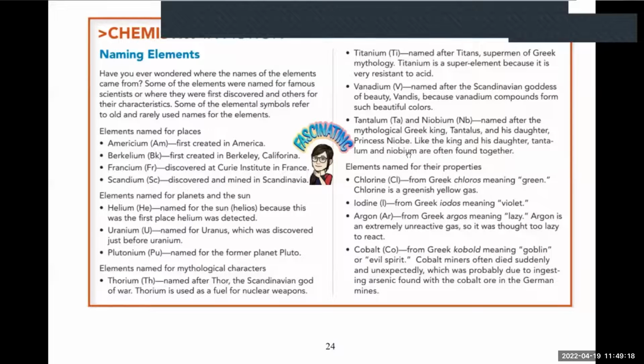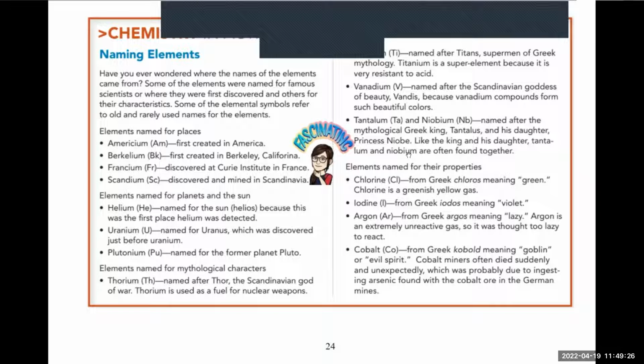So vanadium was named after the Scandinavian goddess of beauty. Why? Because the element is beautiful, according to the person that named it, and I agree. And five more students agree. So yes, vanadium has its own beauty. Then we have tantalum and niobium, which are named after mythological Greek kings. And then we have names because of properties.